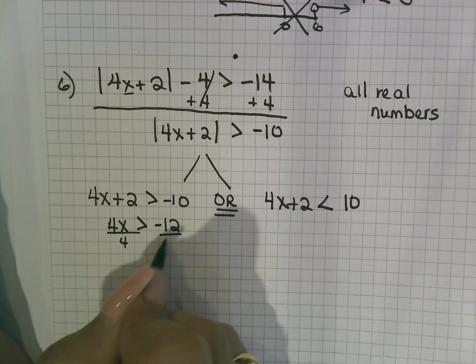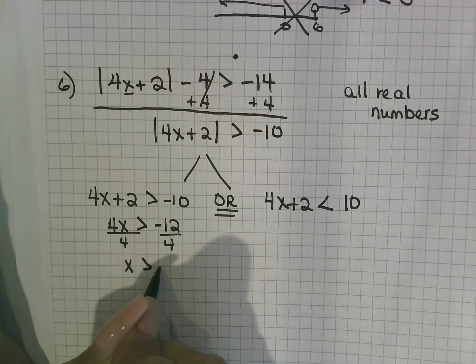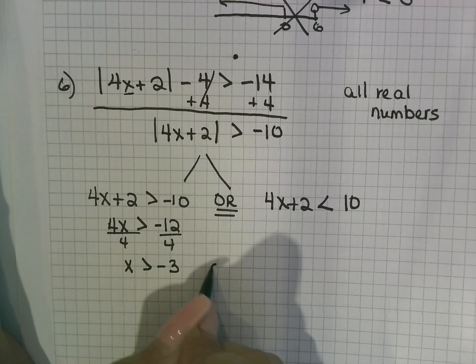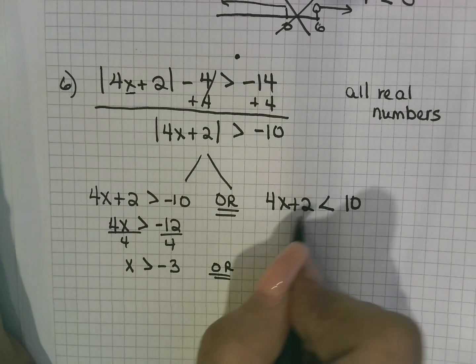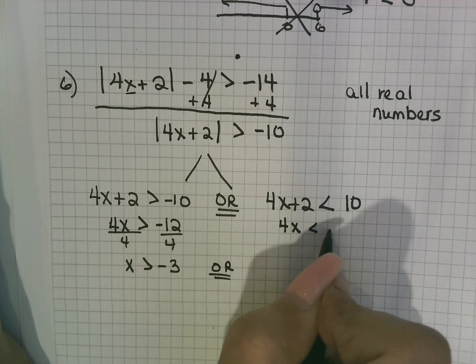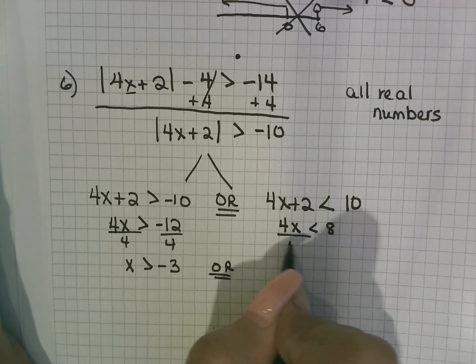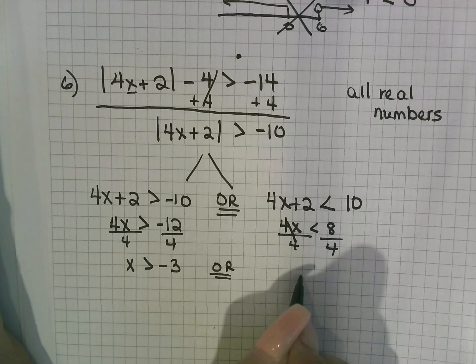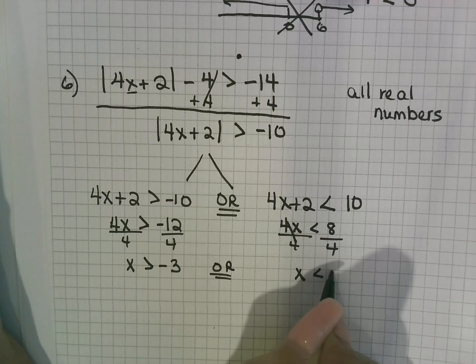Divide both sides by 4. X is greater than negative 3, or here we're going to subtract 2 from both sides, so 4x is less than 8. Divide both sides by 4. X is less than 2.